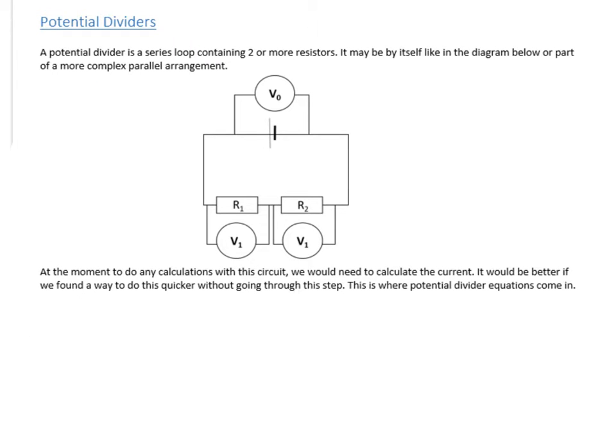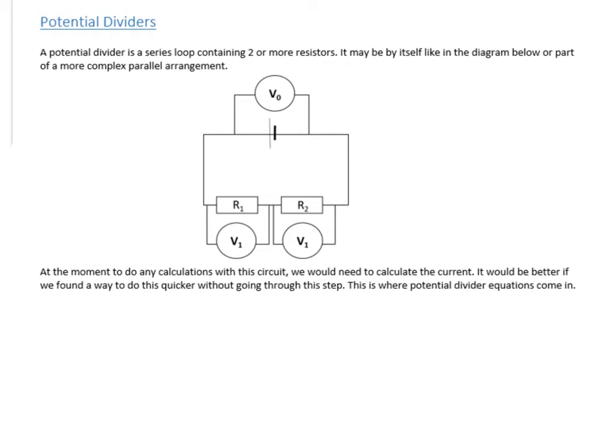Okay, so a potential divider, as an example, is this circuit here. It's any series loop containing two or more resistors and also has some sort of EMF or voltage source in the loop. So you need that. And at the moment, if we want to do any calculations, we'd need to do it by calculating the current and then using that.